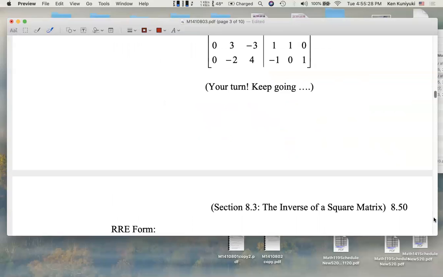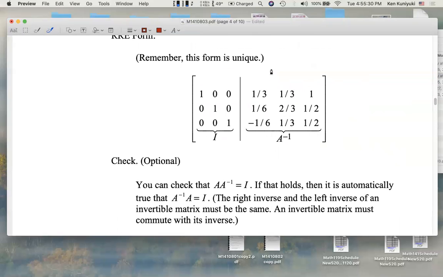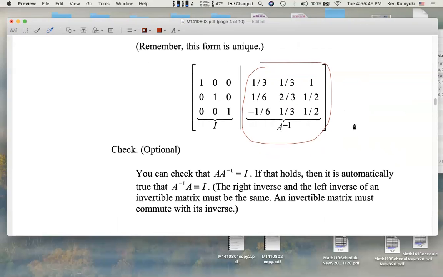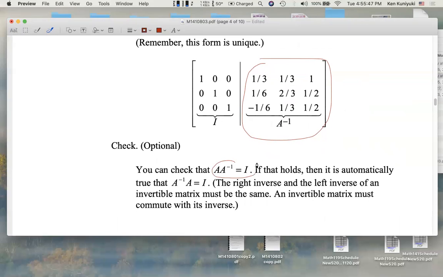It'll take a while, but again, this won't be on your homework or exams. And you end up with this. The identity is on the left. If the matrix was invertible, you can get the identity on the left. A inverse is on the right. If you want, you could check, but it might take a while, showing that A times A inverse is the identity, or the other way.